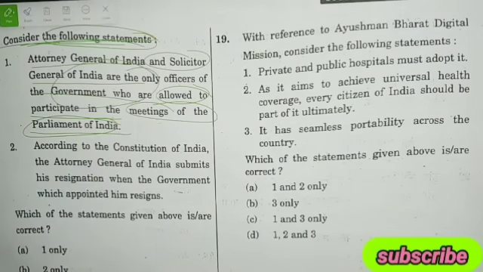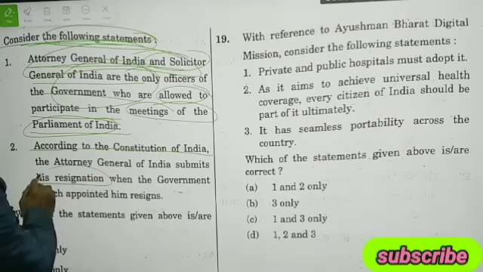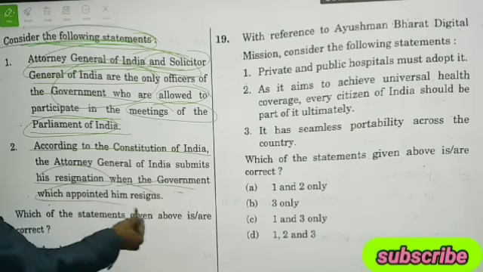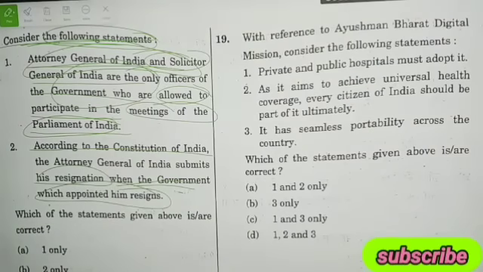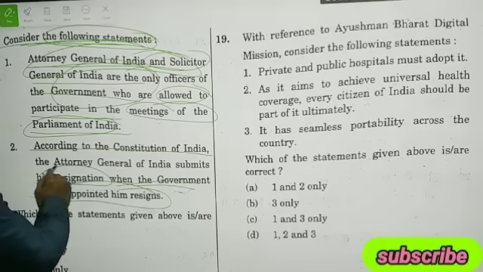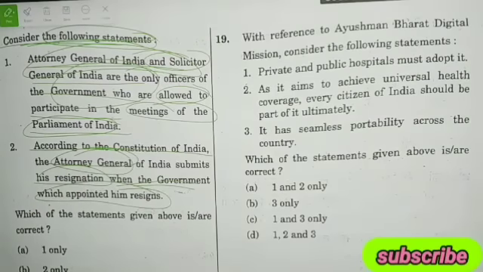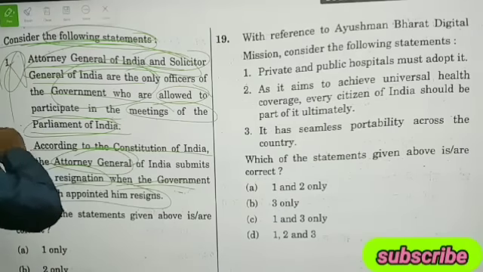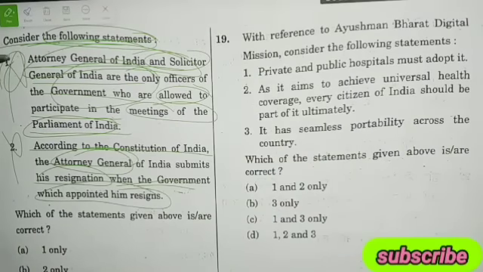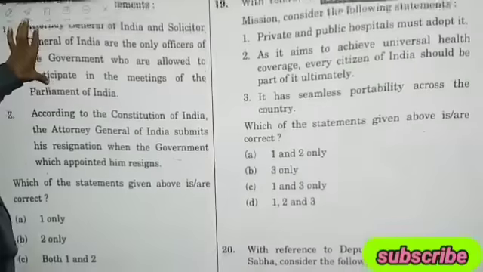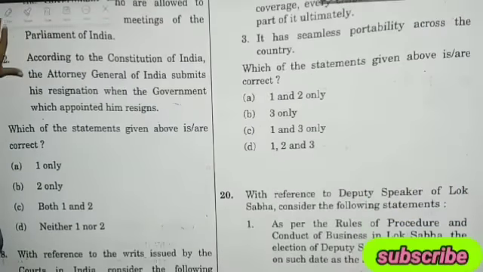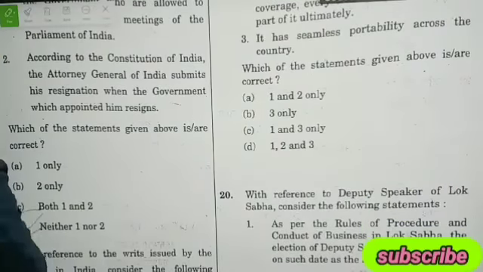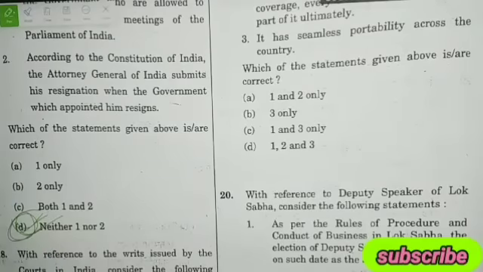The Attorney General of India and the Solicitor General of India. According to the Constitution of India, the Attorney General submits his resignation when the government which appointed him resigns. The appointment power of the Attorney General lies with the President, not the government. Not correct. Correct answer D, neither one nor two.